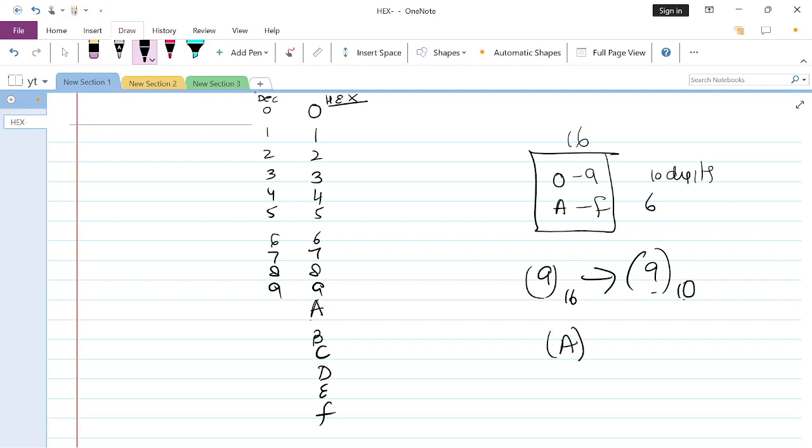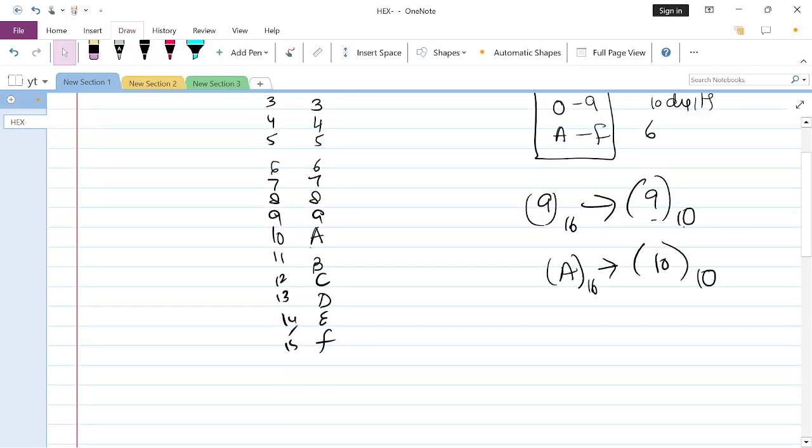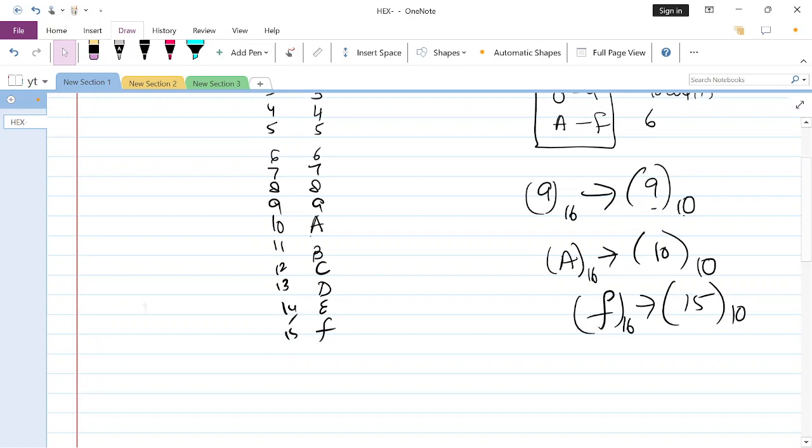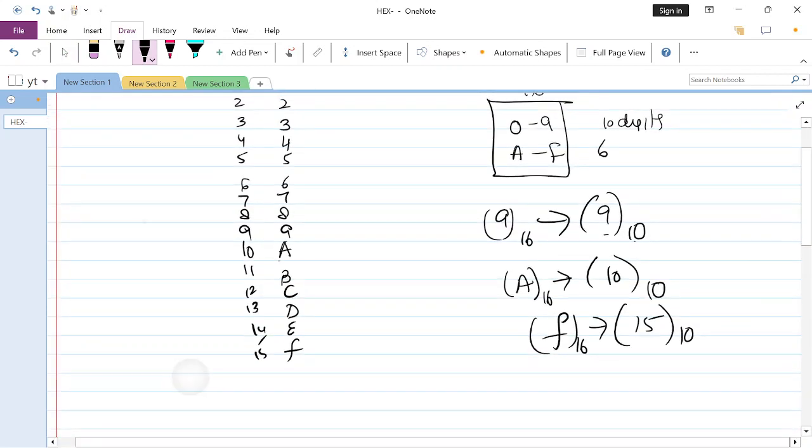But if I write A in hexa, what decimal quantity will it be equivalent to? This is going in a running sequence. So after 9 comes 10, 11, 12, 13, 14, and A is equivalent to 10 in the decimal number system, and F in hexa is equivalent to the quantity 15 in the decimal number system. Where do I need these equivalents?